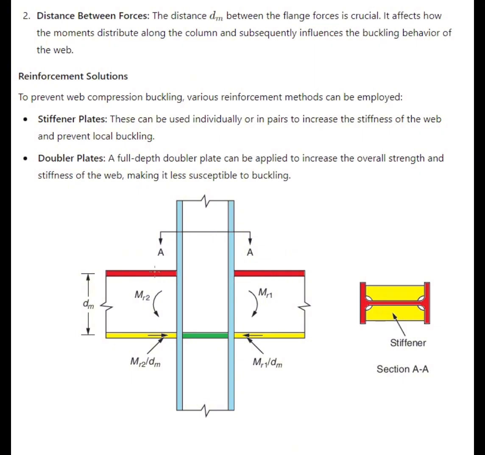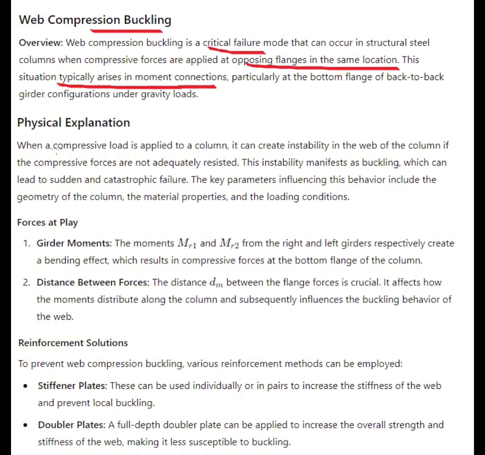Here you can see the back-to-back configuration: this is one girder, this is the second girder, back-to-back. The bottom flange will come under compression due to the gravity loads. Because of the gravity loads, the top flange will try to move like this, and the bottom flange will go towards like this. This will cause compression at this location of the web of this column.